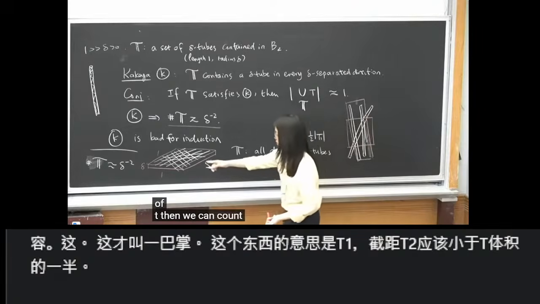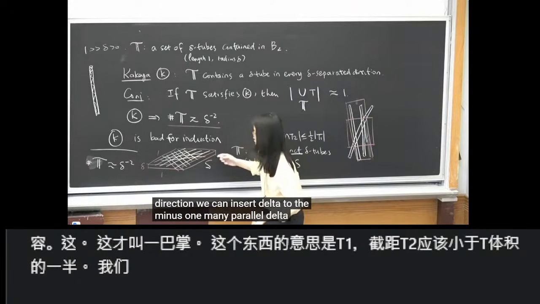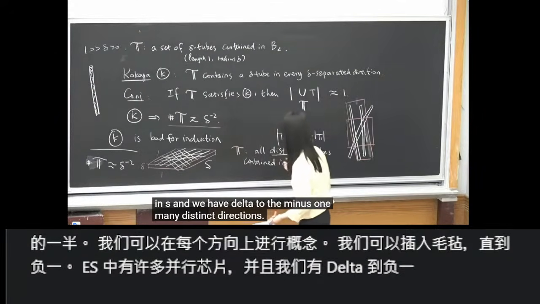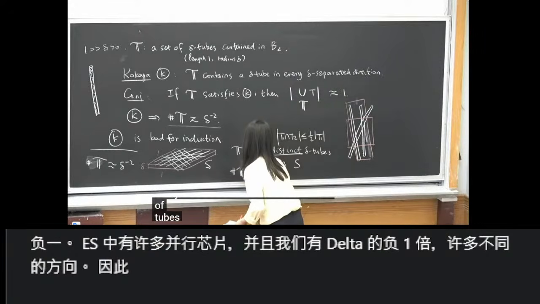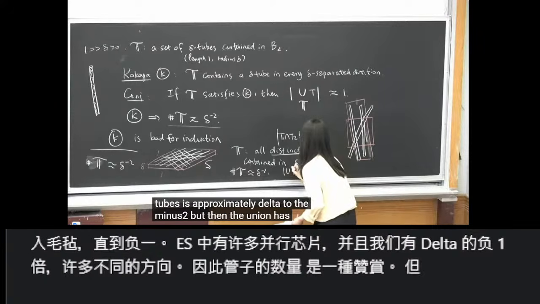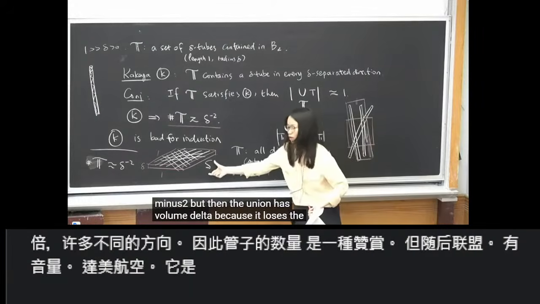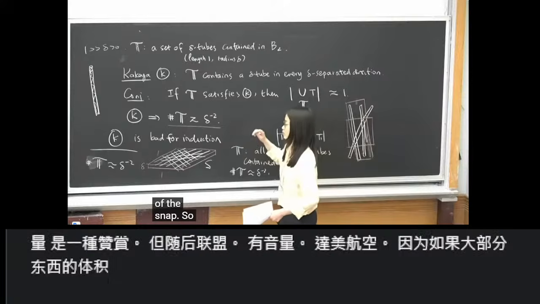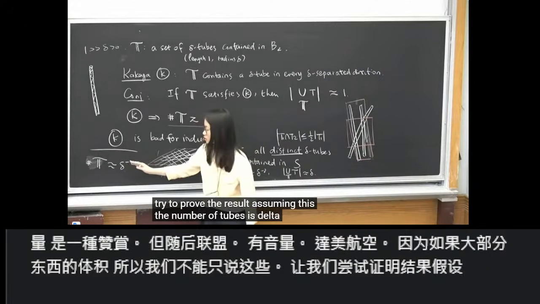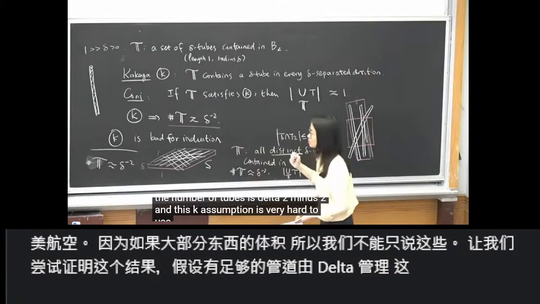Then we can count that in each direction we can insert delta to the minus 1 many parallel delta tubes in S, and we have delta to the minus 1 many distinct directions. So the number of tubes is approximately delta to the minus 2. But then the union has volume delta because it has most of the volume of the slab. So we cannot just try to prove the result assuming just the number of tubes is delta to the minus 2. And this Kakeya assumption is very hard to use.